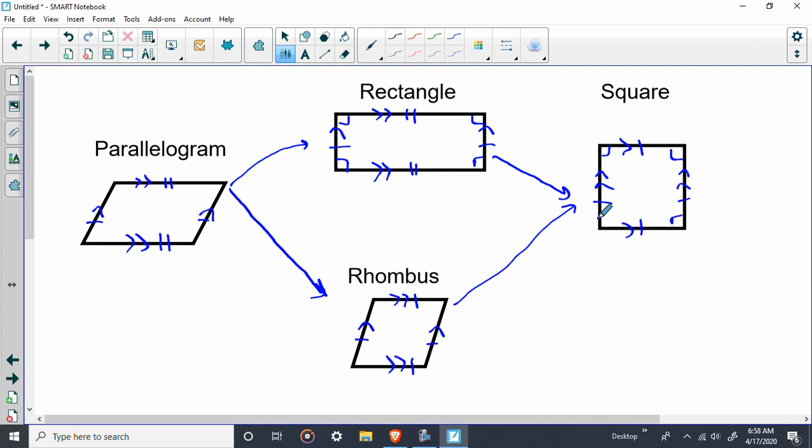okay? So again, if we say this shape is a square, then is the square a rectangle? Yes. Is it a rhombus? Yes. Is it a parallelogram? Yes. A square is all of these things, okay? And to be even more specific, all the properties that are true about these shapes are true about a square.